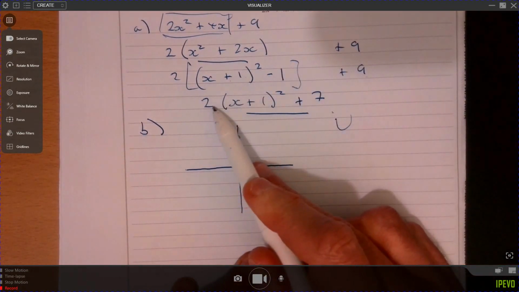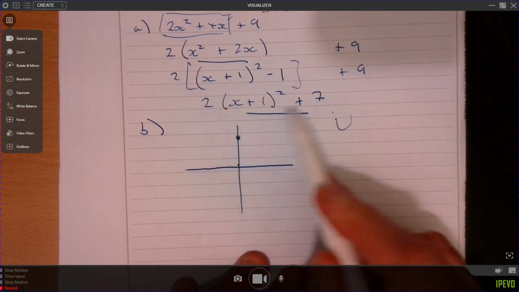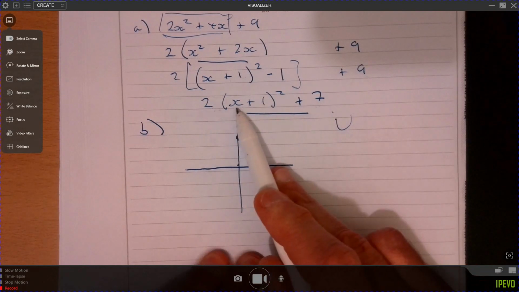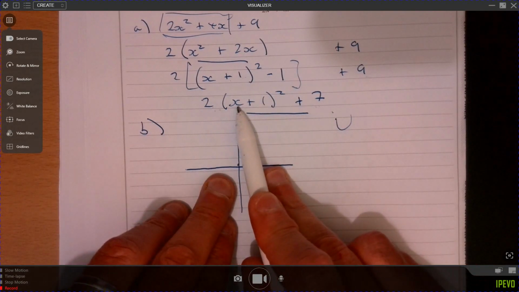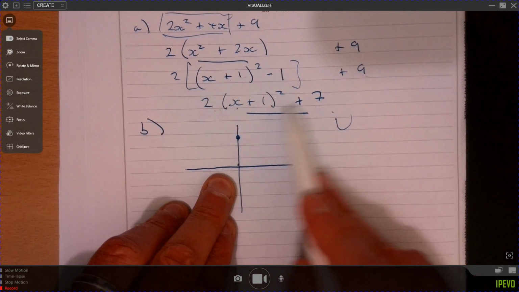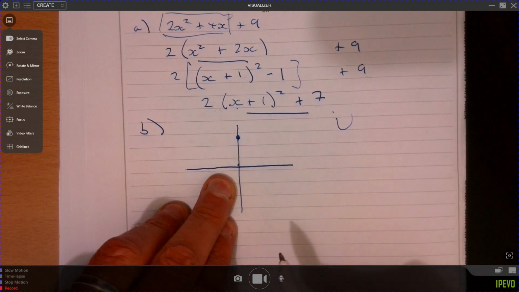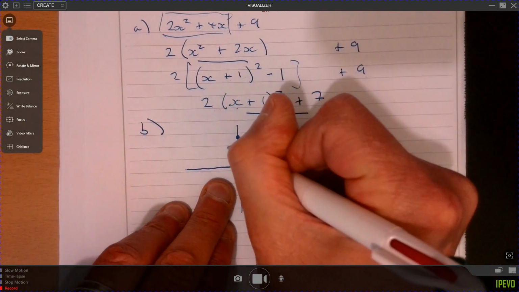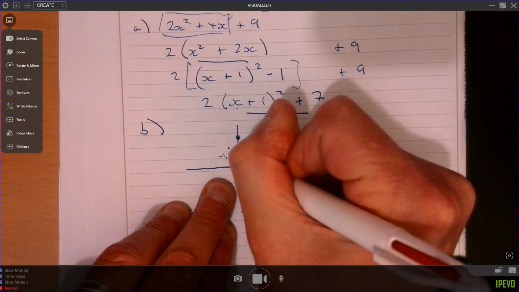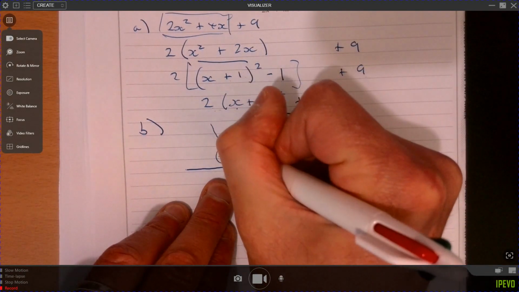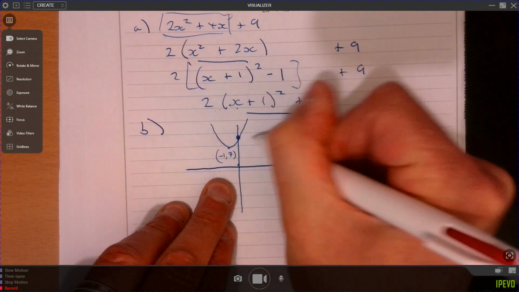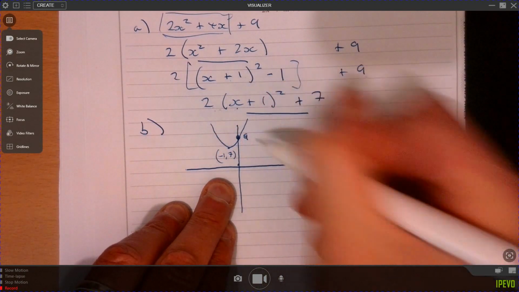And looking at this, it also gives me the minimum point, the turning point. When x is minus 1, because that makes the bracket 0, the answer will be 7. So I know it's going to go through minus 1, 7. It's going to look something like that, and identify that 9 on there as well.